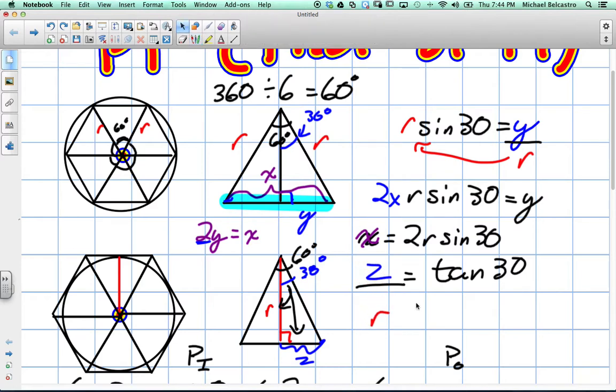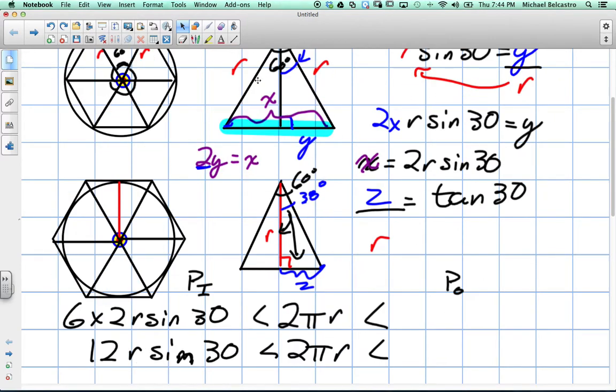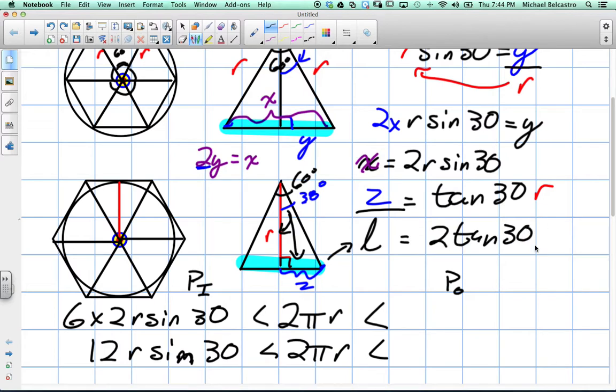Okay. And then to isolate for Z, we got to bring the R over, very similar. So we have tan 30 R is equal to Z. And again, we're trying to find double that length. So we need to multiply it by 2, just like we had done above. So the entire distance across here, we'll call it L in this case, is 2 tan 30, technically times R. So we'll squeeze the R in beside the 2.